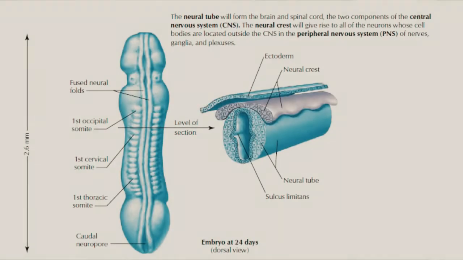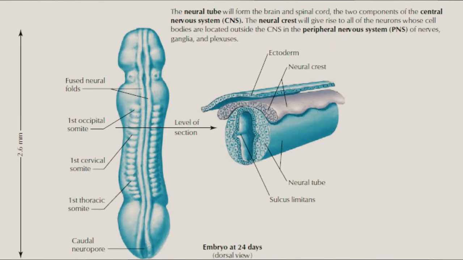When you have the neural folds, they will start to expand and approximate each other in the midline. When they approximate, they are going to fuse. Since you have a fold which is fusing, later when it fuses completely, it's going to form a tube. The tube which is formed will be the neural tube.